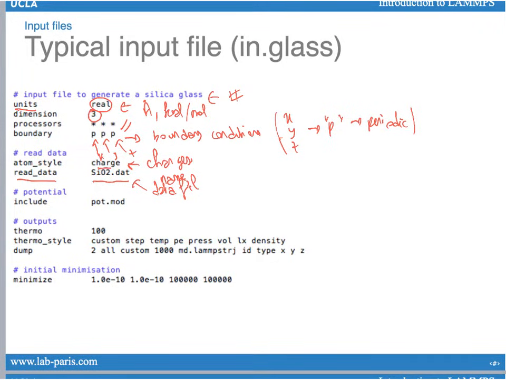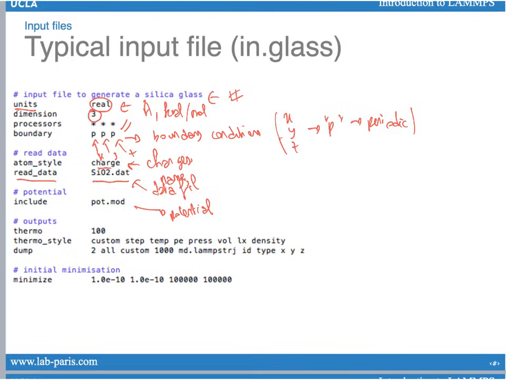The next thing that you need to provide is the information about the potential. Okay, so this is very important. The simulation is only as good as the potential is good. So you will need to provide some information about what types of interatomic potential you are using, what is the expression of the energy as a function of the distance, are you using any other types of potential.